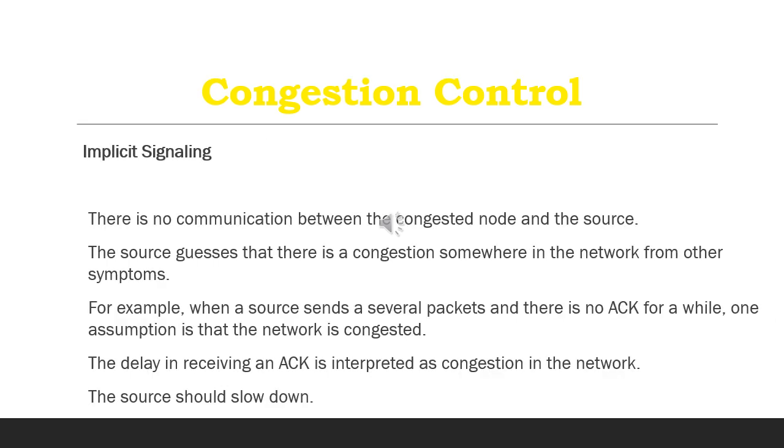Implicit signaling. There is no communication between the congested node and the source. The source guesses that there is congestion somewhere in the network from other symptoms. For example, when a source sends several packets and there is no acknowledgement for a while, one assumption is that the network is congested. The delay in receiving an acknowledgement is interpreted as congestion in the network. The source should slow down.